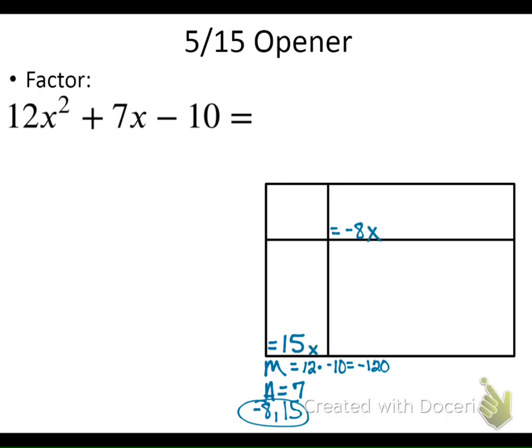From here, we've finished filling out the rest of our area model. So what's my first area? 12x squared. And then my final area is going to be negative 10.